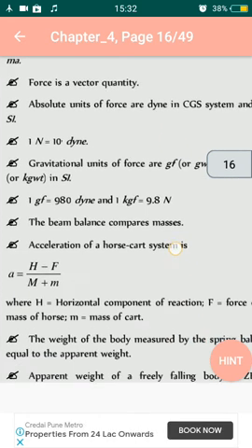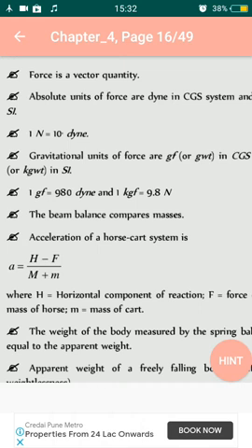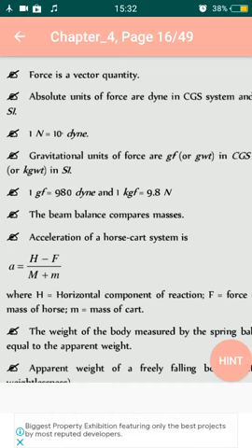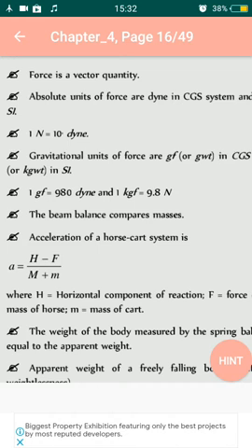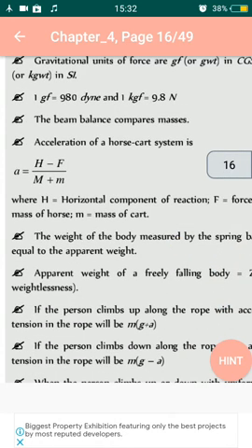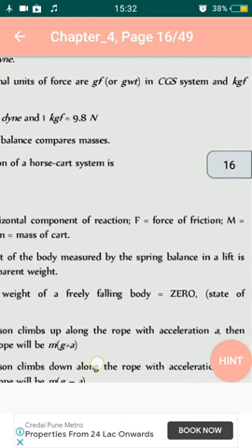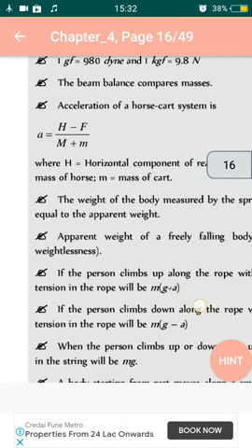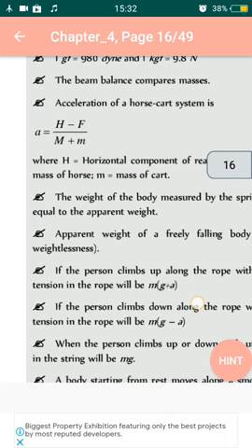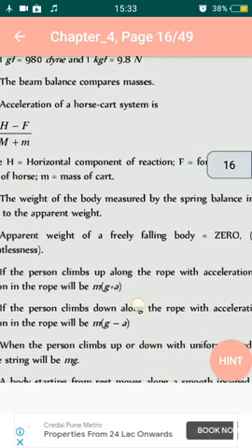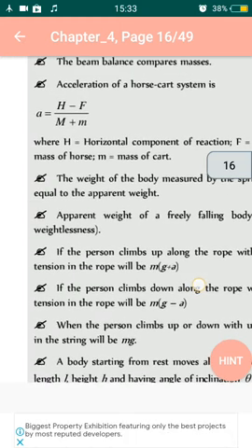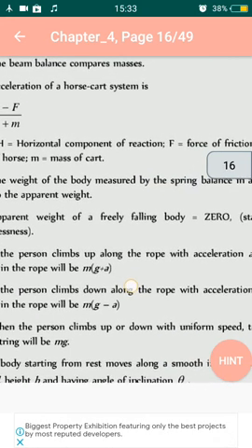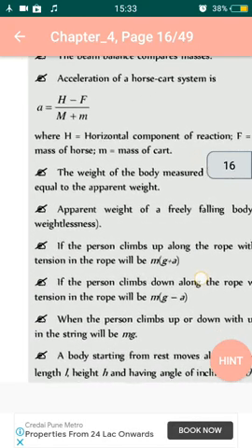Next point, the beam balance compares masses. Acceleration of a horse-cart system, a equals (H minus f) divided by (M plus m), where H is the horizontal component of reaction, f is the force of friction, M is the mass of the horse, and m is the mass of the cart. The mass of a body measured by a spring balance in a lift is equal to its apparent weight. The apparent weight of a freely falling body equals 0, a state of weightlessness.